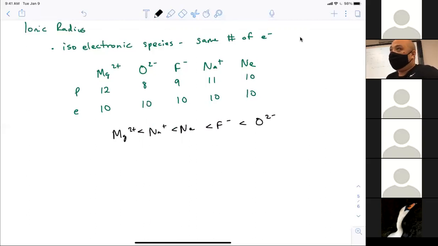Now, if you have one that's a higher energy level, that one by default wins. So if you have one that has 18 electrons, that one's always going to be the biggest one, no matter what. It has another shell.